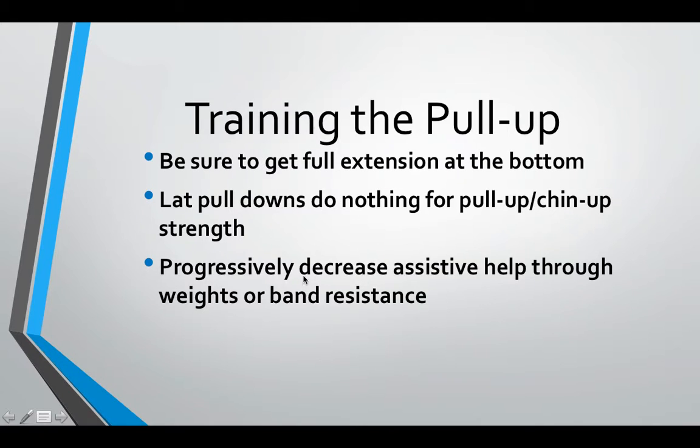Now let's move on to the pull-up. So the biggest thing here, you want to make sure you get full extension at the bottom, full lockout. The lat pull downs do nothing for pull-up or chin-up strength. You can train as much as you want. I've seen guys who can do the whole rack, 300-pound lat pull downs. They can barely do 2 pull-ups. It's just a different movement, different force. The cable is taking a little bit of the weight off the weight stack, so it's not truly the weight you're lifting.